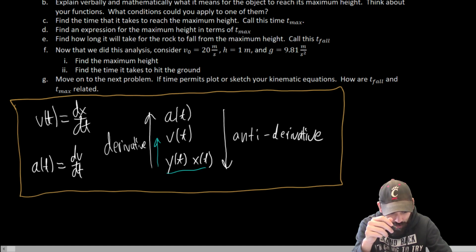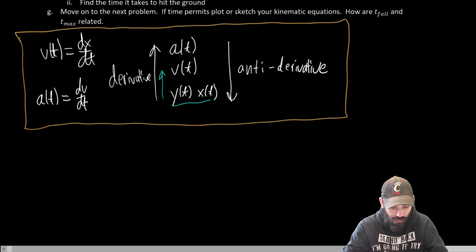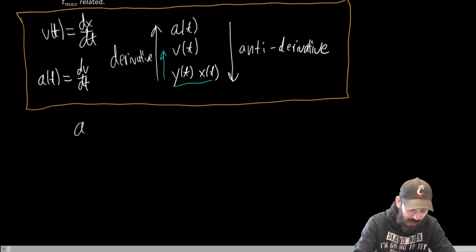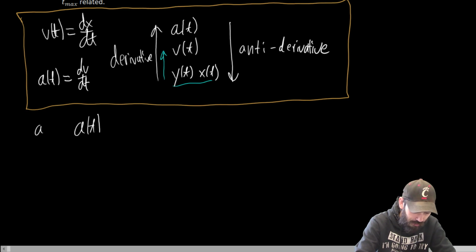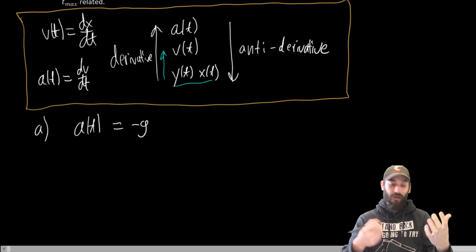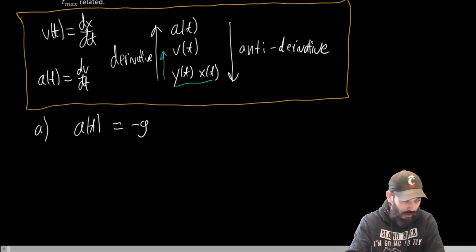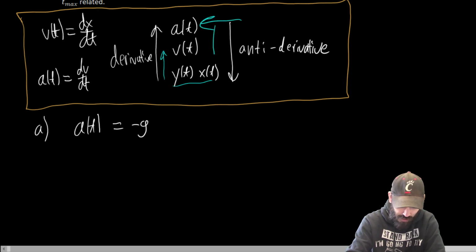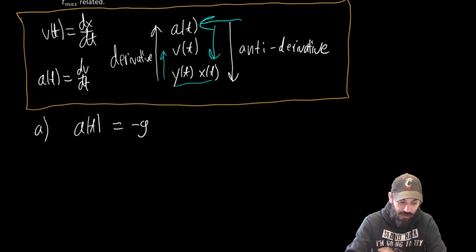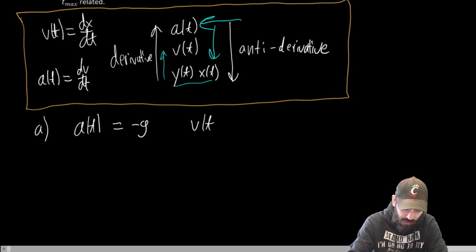Okay, so now let's go ahead and apply it to this particular problem. In order to do that, we're going to say, this is part A, we know that a of t is equal to minus g. We want to find our kinematic equations. So we're starting all the way at the top here, and we want to go down. Okay? So in order to do that, we're going to say that dv/dt is going to be equal to a of t.